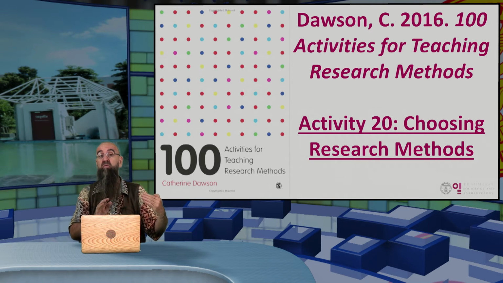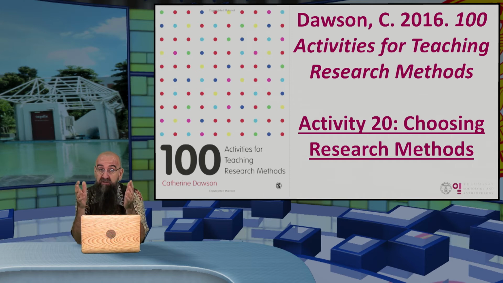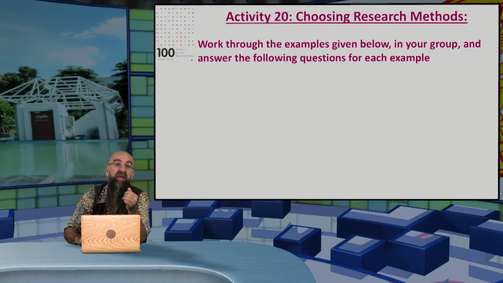And so this is part of a series of lectures which are based on Dawson's 2016 activities for teaching research methods. And so this particular activity number 20, is exploring the topic of choosing research methods. And so let's begin to do this together.